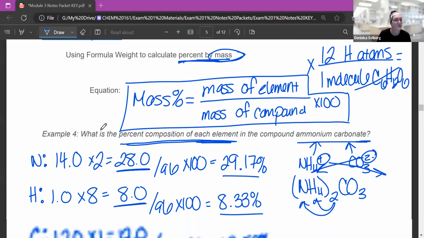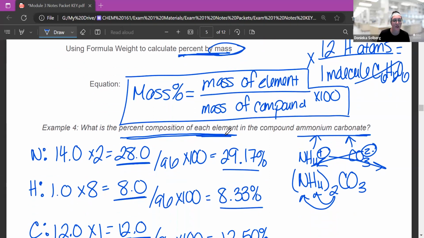So example number 4 asks: what is the percent composition of each element in the compound ammonium carbonate? Now, notice I just wrote the name, so you do have to have the correct formula before you actually find the percent composition. So what is ammonium carbonate? Well, ammonium is our only polyatomic ion that is positive. It's NH4 plus. And carbonate, notice it ends in -ate, so that's going to be a polyatomic ion as well, CO3 2 minus.